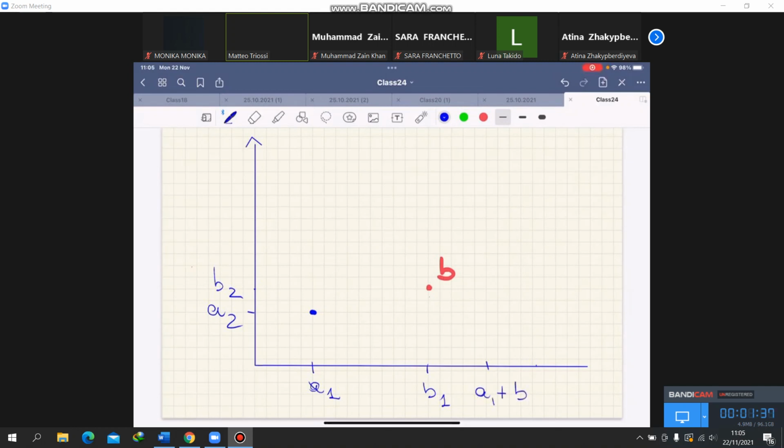A1 plus B1. Here we have 2, 1, 2, 3, 4 and a half. And 1, 2, 3, 4 and a half. A2 plus B2 here. And here it's A, B, and here it's A plus B.